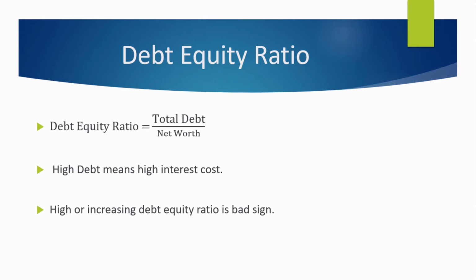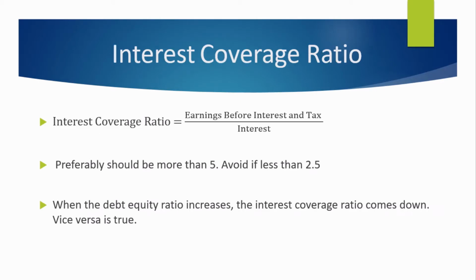Ideally, we should look at the companies which have very less debt equity ratio. I personally prefer a debt equity ratio of less than 0.25. However, in exceptional cases, we can accept a bit higher debt equity ratio as well, depending upon the company's industry.